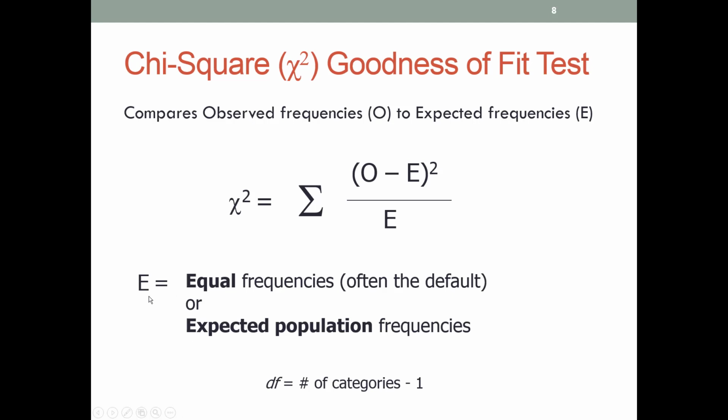Now this time expected frequencies can be the equal frequency, which is often the default, or the expected population frequency based on the known population distribution. And then degrees of freedom in this case is a bit different. This time you just look at the number of categories that you have minus 1.